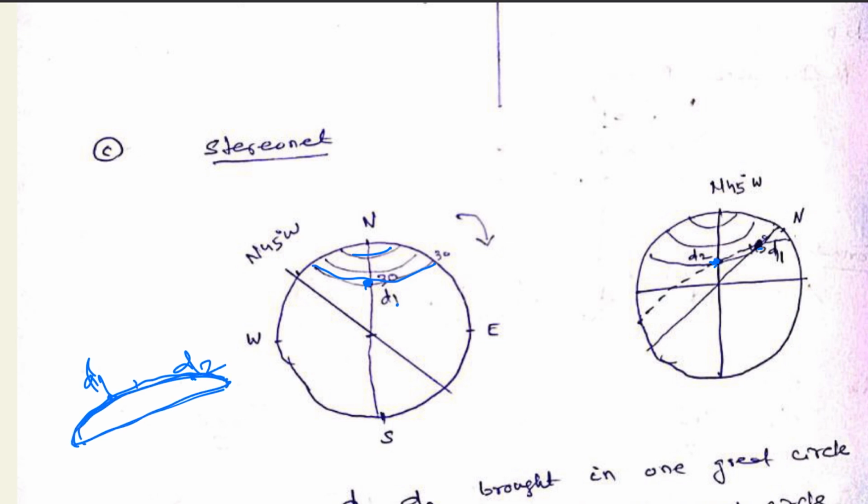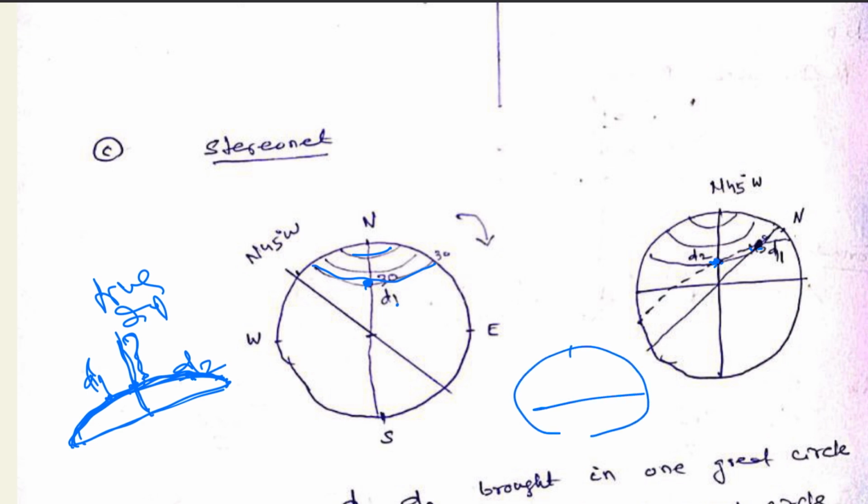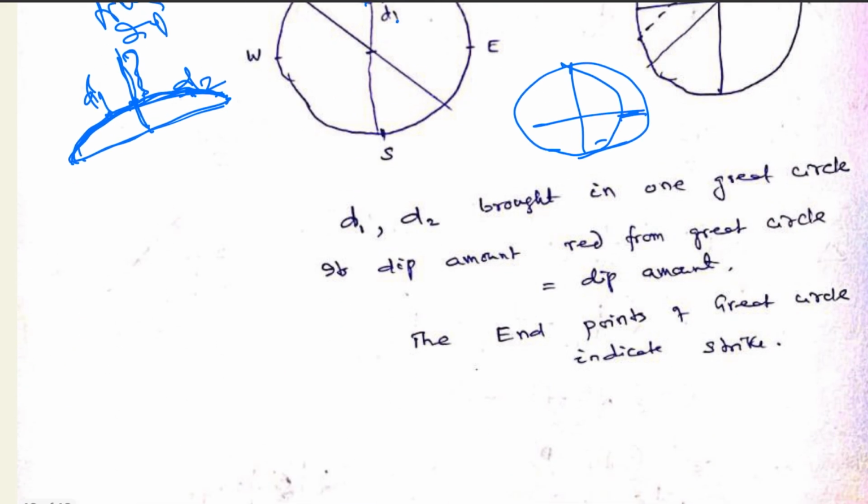So this great circle, once it is drawn, this mid portion will show the true dip. So these 2 points are brought in one great circle, D1, D2. This circle is the representative of the plane. So this midpoint will represent the true dip, which can be read from the periphery along the east-west line of the net. So this is the way how we solve the problem for true dip and apparent dips.